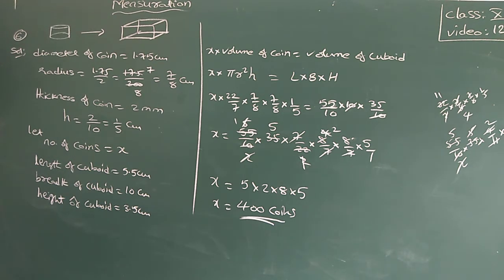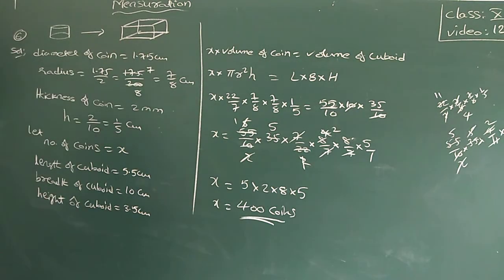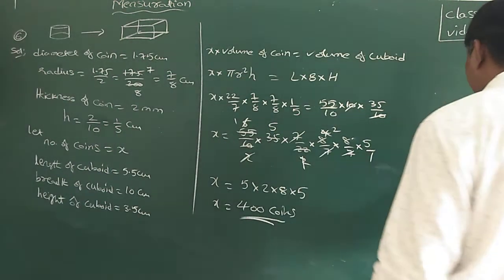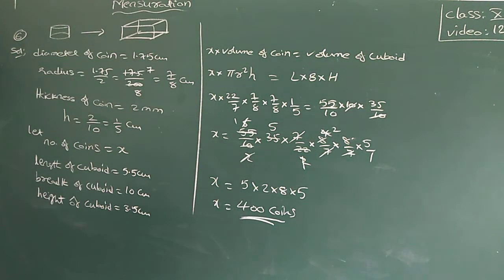Okay. 400 coins I got. In your textbook, 100 coins are there in old textbooks. Whether this is correct or not, I don't know exactly. But as per the procedure, it is correct only. Once again check the calculation whether I made any mistakes anywhere. If I committed a mistake, please let me know. Because I did the calculation twice, but I got the same answer, 400 coins.